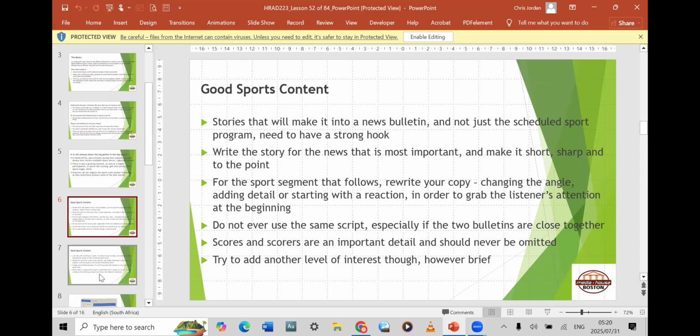So, in other words, the inverted pyramid of news writing, right? Do not ever use the same script. Really update those bulletins every time you come back on air. Because why? Because it's your job, and I'm not being funny, but that's why you do it, right? You can't just sit there and rinse, cycle, repeat stuff. Scores and scorers are an important detail and should never, ever, ever be omitted when it comes to sports, right? And try to add another level of interest.